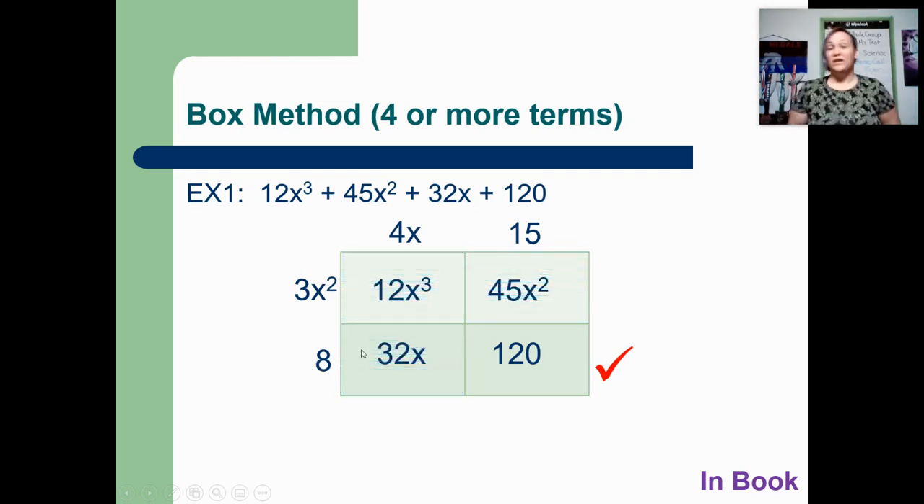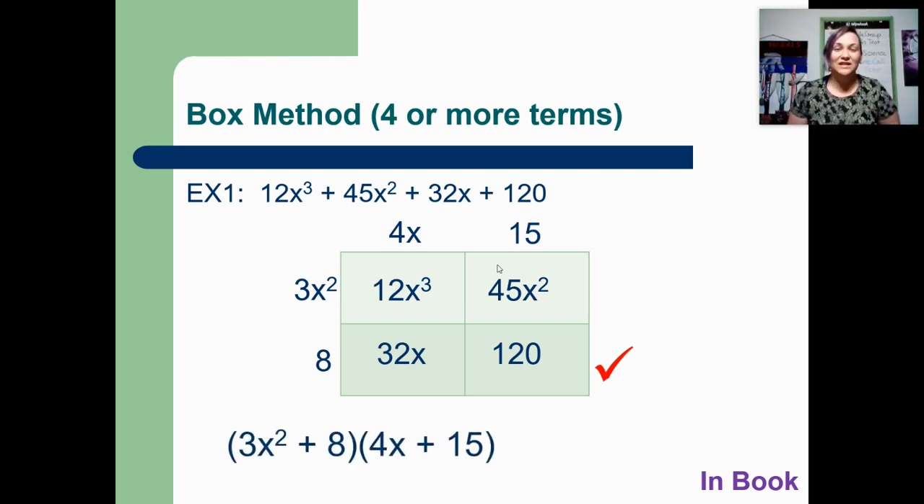Now for your final answer, you're going to take that from the outsides of the box. And if you remember from last chapter, the outside of the box, those were each their own parentheses. So I'm going to create a parentheses with a 3x squared plus 8, and a second parentheses with a 4x plus 15, and this is my final answer. Remember, we're working backwards in this chapter. So what used to be our question is now our answer.